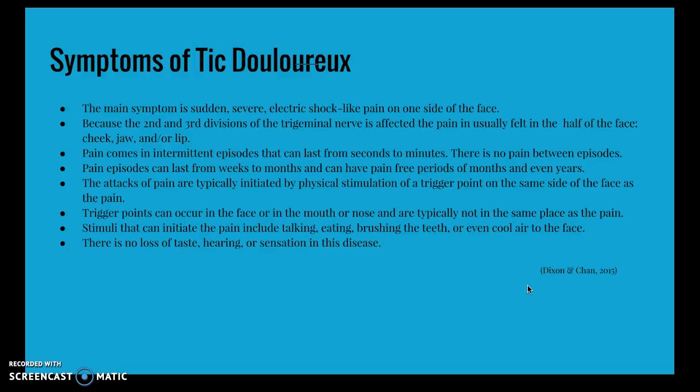The attacks of pain are typically initiated by physical stimulation of a trigger point on the same side of the face as the pain occurs. Trigger points can occur in the face or in the mouth or nose and are typically not in the same place as the pain. Stimuli that can initiate the pain include talking, eating, brushing the teeth, or even cool air to the face. And there is no loss of taste, hearing, or sensation in this disease.